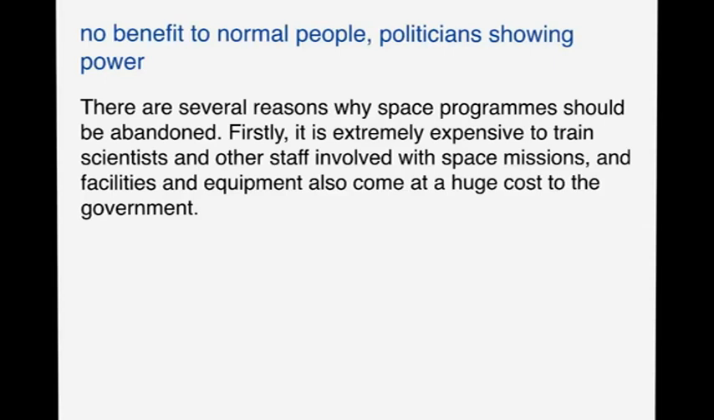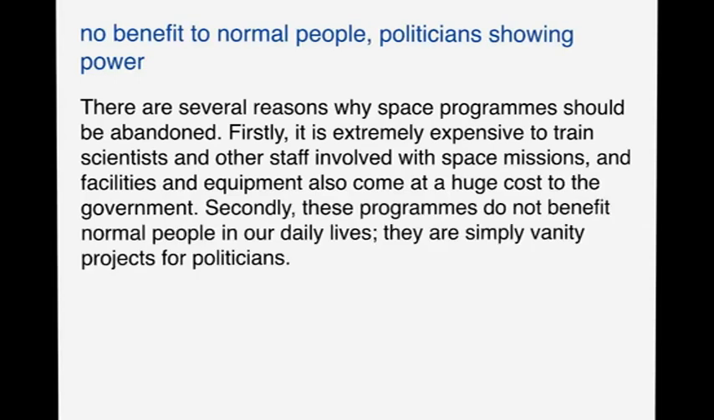Here's what we wrote for that, starting with secondly. Secondly, these programs do not benefit normal people in our daily lives. They are simply vanity projects for politicians. We wrote vanity projects. That was the good vocabulary that I gave students in that case. They didn't know that phrase. I suggested it as a nice way of saying politicians showing off. On to our third and final point.